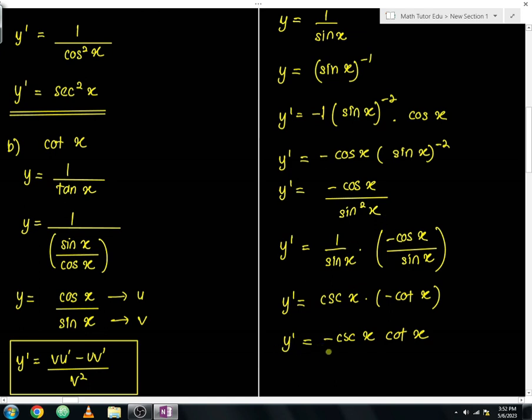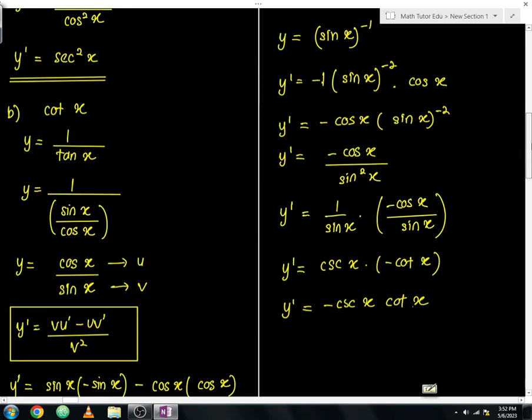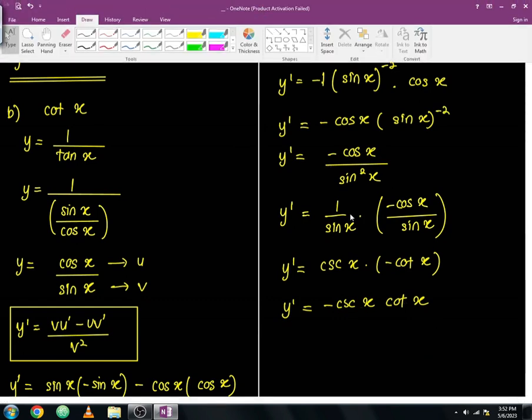But the reason why we are writing this is that we are trying to prove that when we derive a certain trigonometric function, we follow exactly the formula. So from here we can conclude that when we have cosecant x and we derive it, we get y prime equal to negative cosecant x cotangent x. Okay, so let me underline this.